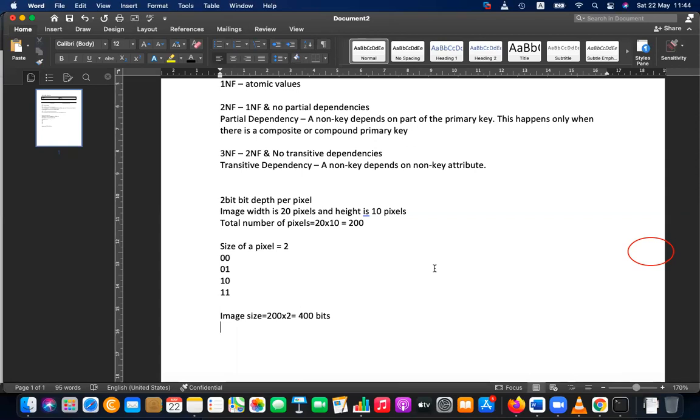But lossless compressions are not doing that. Lossless compression will take more time to compress. Lossy compression will take less time. Okay, that is about the compression also. Right, now you know all these things.